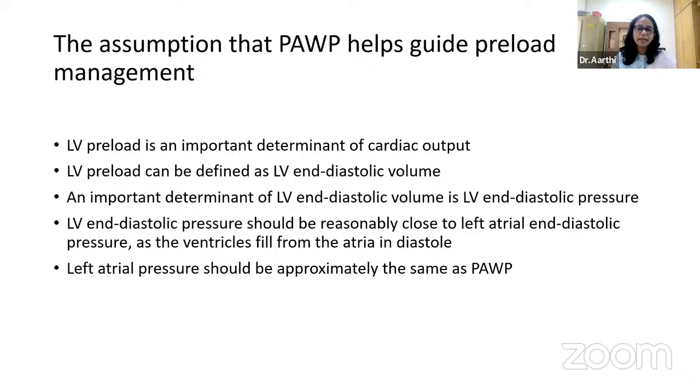This left ventricular end diastolic pressure is the preload with which the heart has to pump the blood, which directly corresponds to the cardiac output. So left atrial pressure is the pressure measured when the pulmonary arterial catheters are wedged. So it reflects the left atrial pressures.